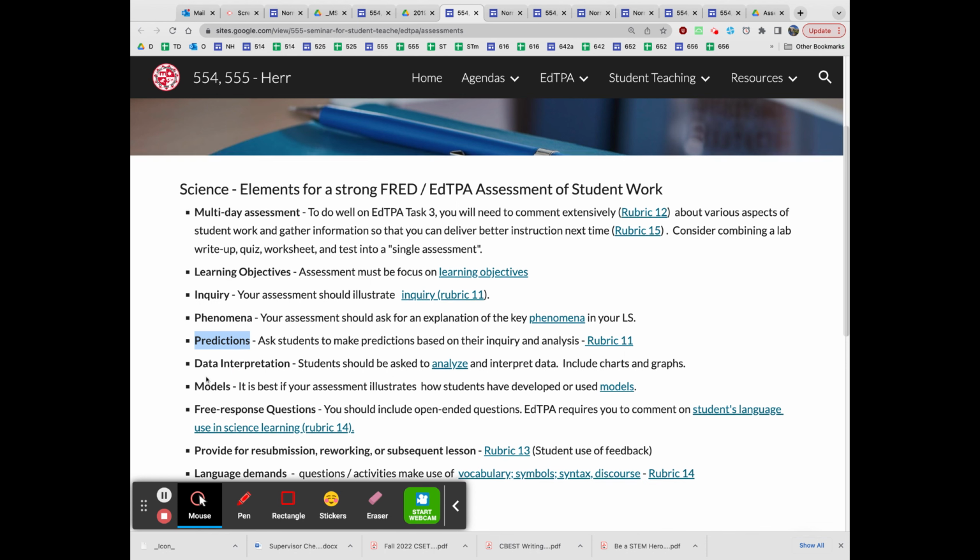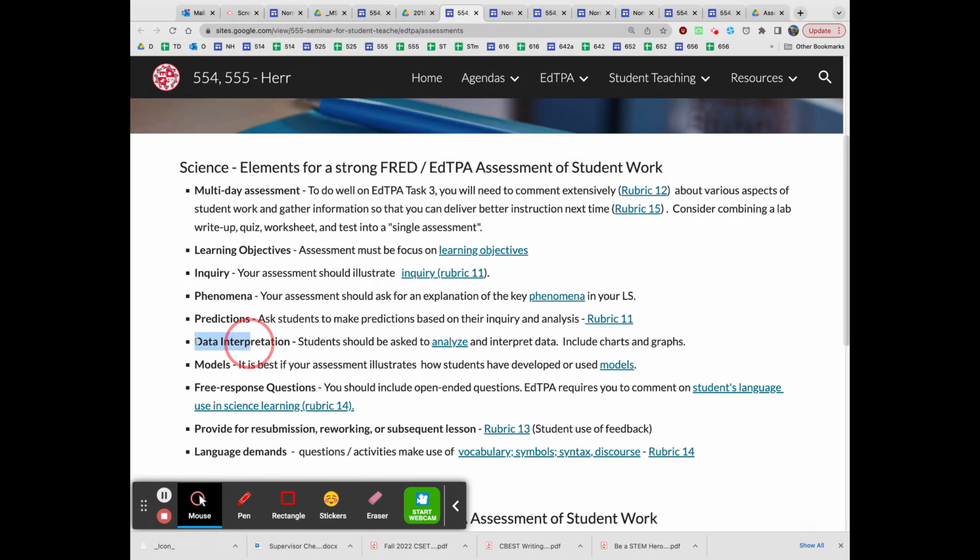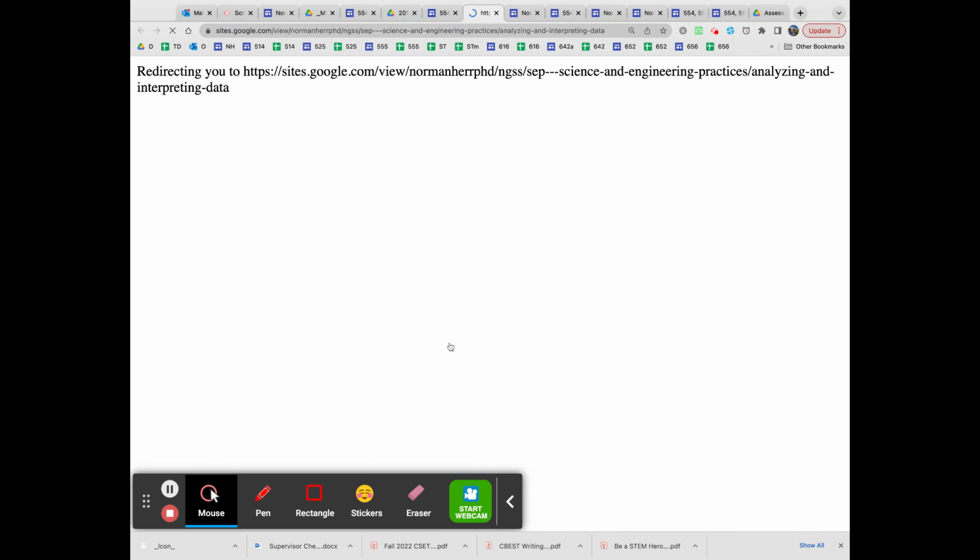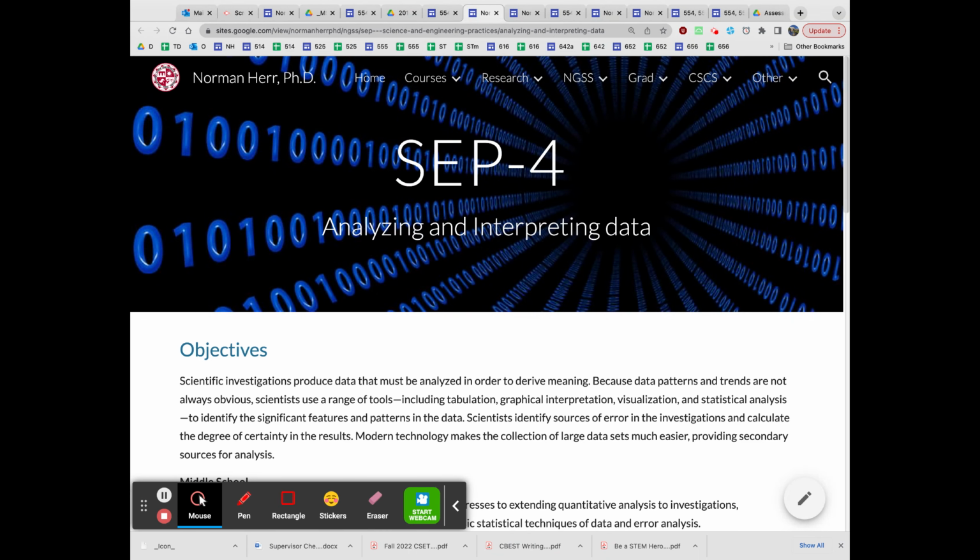A couple of things you want to have in that is some data interpretations. You're going to need to have some kind of data that your students, I should say, are interpreting, because one of the things they're going to be asked to do is to analyze that data, and that's part of the first video.